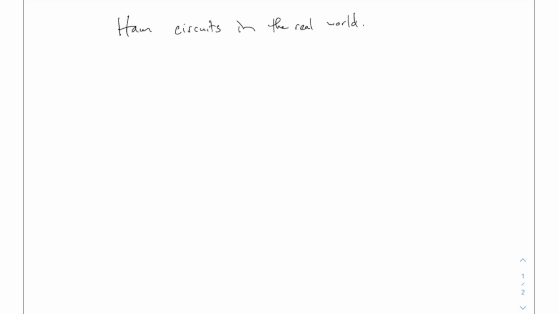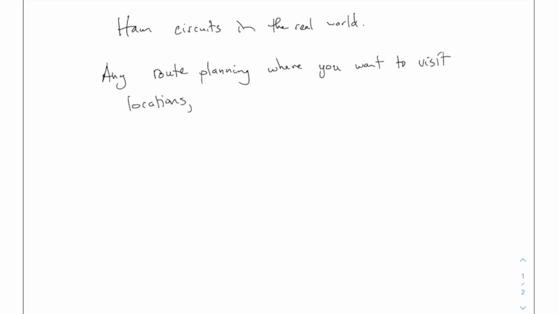This is any kind of route planning where you need to visit each place once. There are certain locations you want to get to, and you want to go to each one of them once without repeating any. That actually is a much more ordinary scenario that people encounter in ordinary life. Any route planning where you want to visit locations and visit each place once.